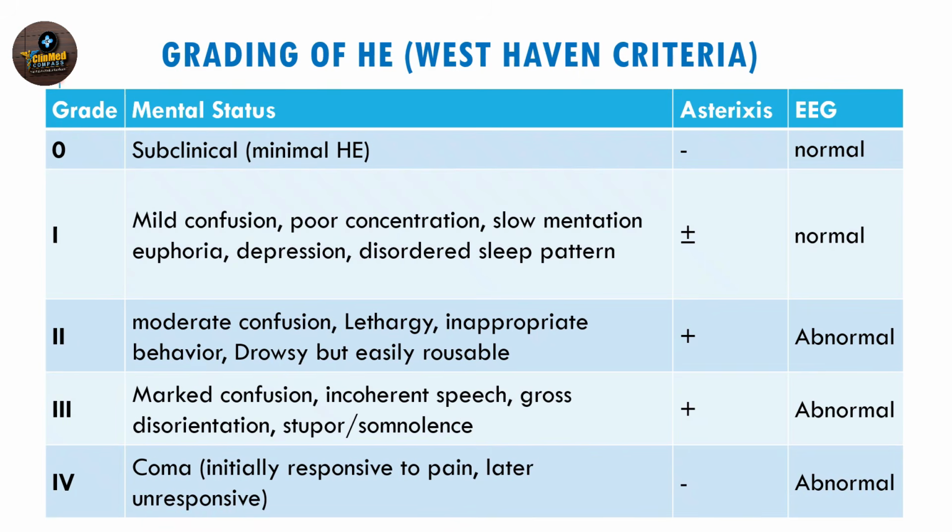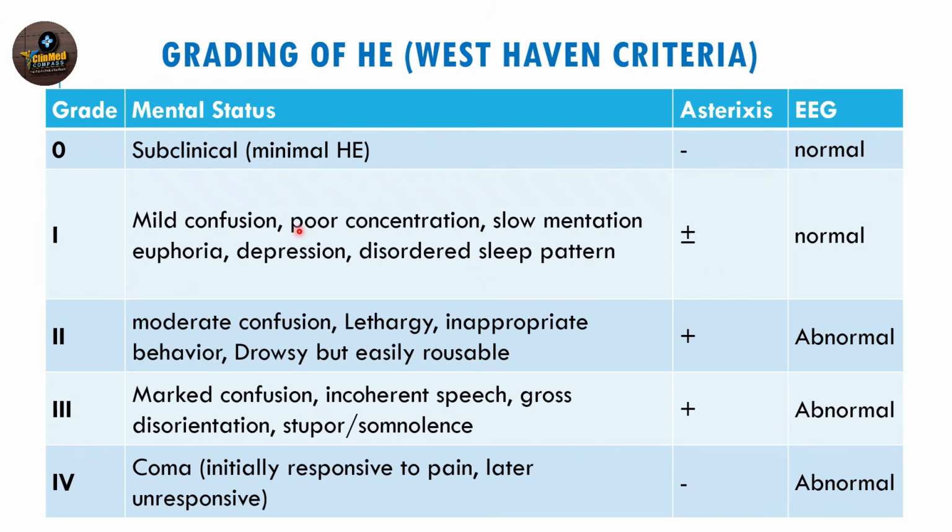This is the West Haven grading of hepatic encephalopathy. This grading system categorizes hepatic encephalopathy into grade 0 down to grade 4. The parameters include the mental status, asterixis present or not, and EEG findings. Grade 0 is subclinical or minimal hepatic encephalopathy, where there are no obvious clinical features, but it can be detected via specialized tests. Grade 1, they have mild confusion, reversal in sleep pattern.